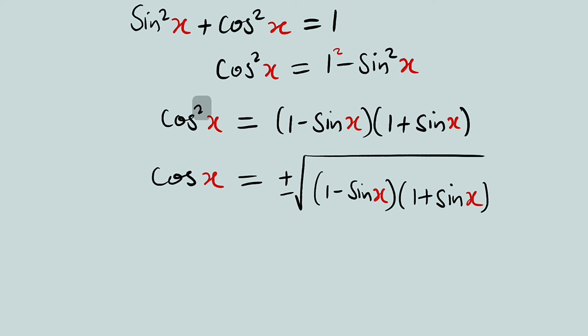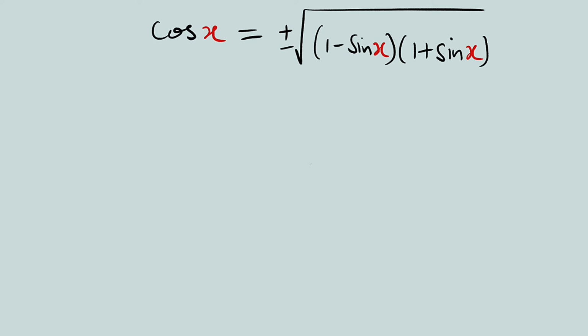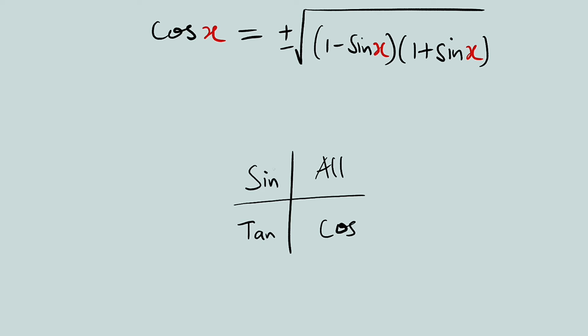But one thing you should remember is that we have our quadrants like this. All trigonometric ratios are positive in the first quadrant. And in the second quadrant, only sine ratio is positive. And in the third quadrant, only tan ratio is positive. And in the fourth quadrant, only cosine ratio is positive. So you can see we have cos here, we have tan here, and we have sine here.